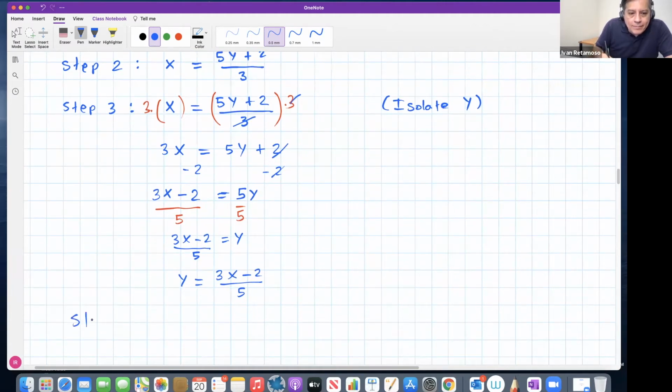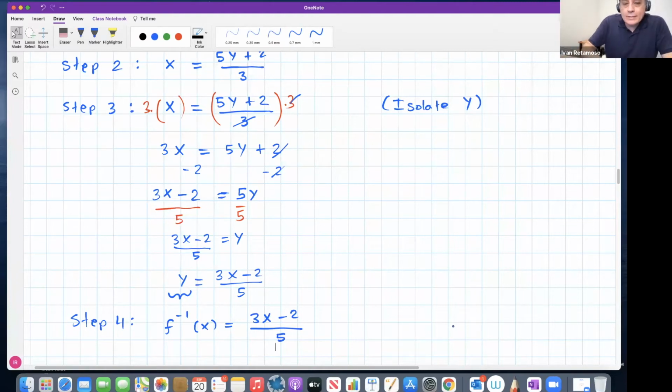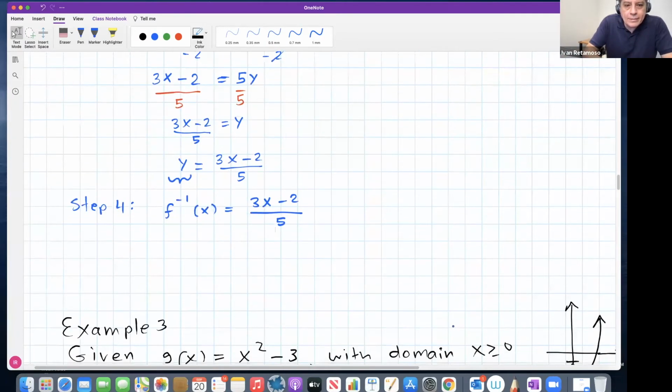Step 4 deals just with the final presentation of your work. You are saying that this is your inverse function, right? So the notation for the inverse function is this, f inverse of x. So f inverse of x will be 3x minus 2 over 5. Okay? So we follow the 4 steps and we got our answer.